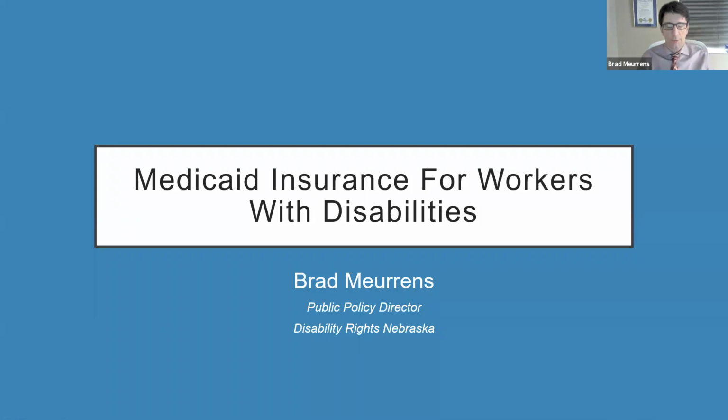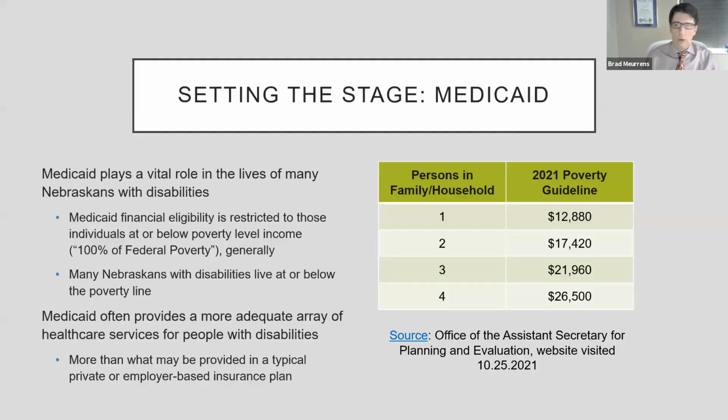So the program that I want to talk a little bit about today and give you a brief overview is the Medicaid Insurance for Workers with Disabilities program. It's also known as MIWD. That's the acronym for the Medicaid Insurance for Workers with Disabilities program. And it's also known as the Medicaid buy-in program. So I'll be using those words and terms interchangeably.